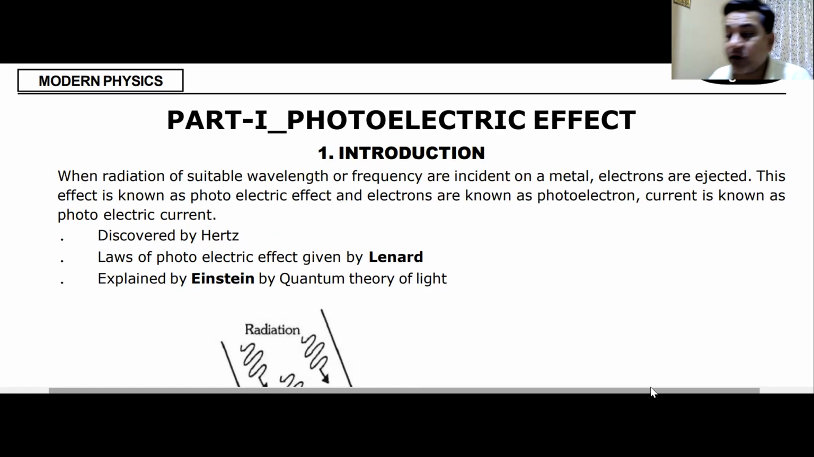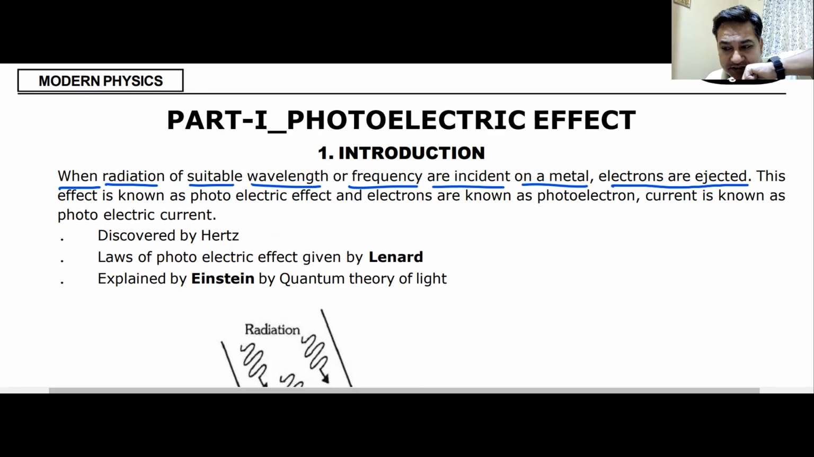Photoelectric effect introduction. What is photoelectric effect? So in simple terms, when radiation, what do we mean when I say radiation? When I say radiation, I mean light, basically. Any electromagnetic wave is a radiation. When radiation or light of suitable wavelength, now, why this suitable wavelength? We will come to that. Or frequency. Why frequency? Again, we'll come to that. Or incident. Incident means when it falls on certain metals, electrons are ejected.